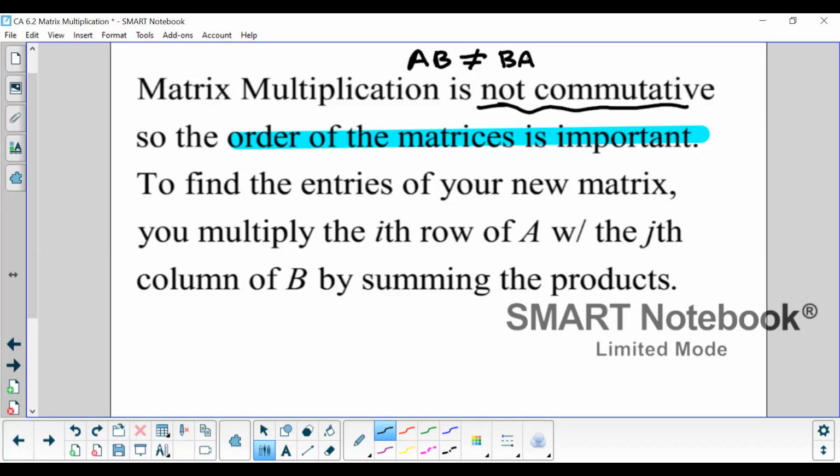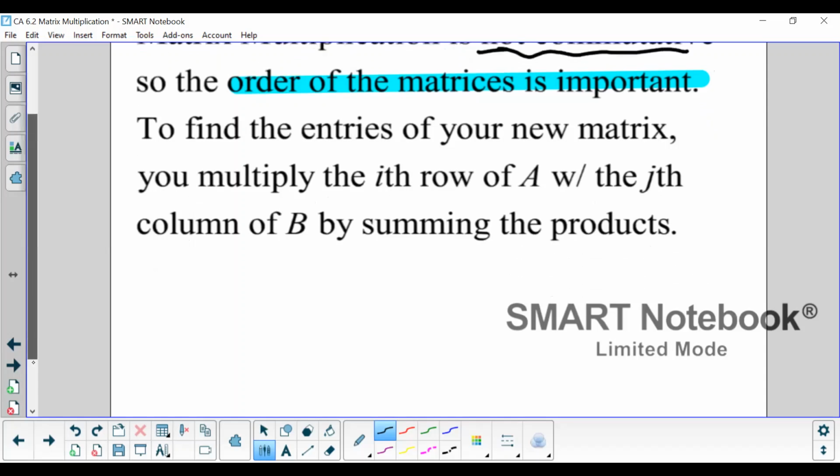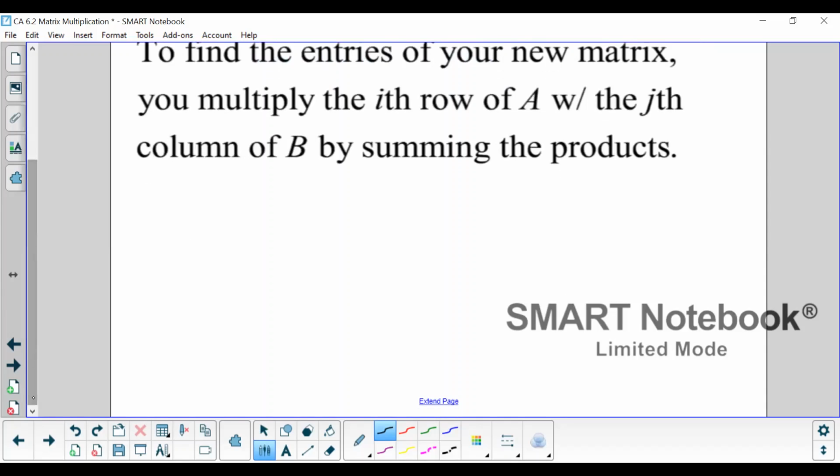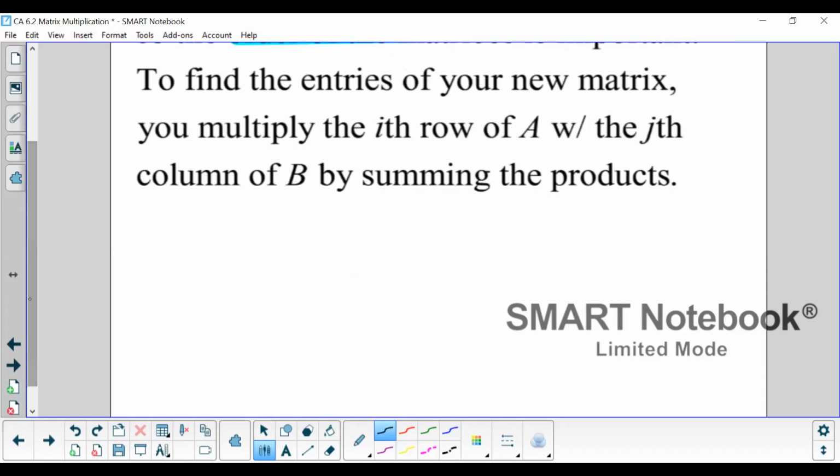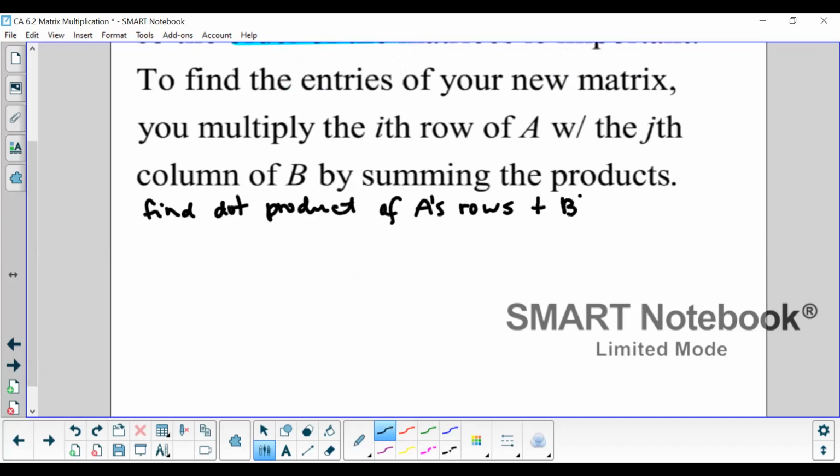And then this is the screen where I want to review what we talked about at the beginning about the dot product. So the second sentence: to find the entries of your new matrix, you multiply the ith row of A with the jth column of B by summing the products. Basically what you're doing is you're finding the dot product of A's rows and B's columns.